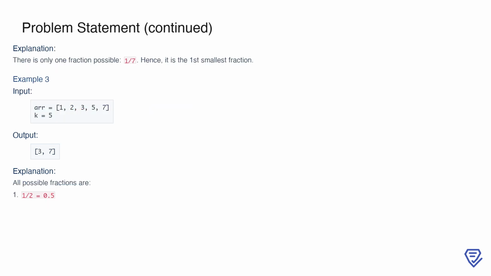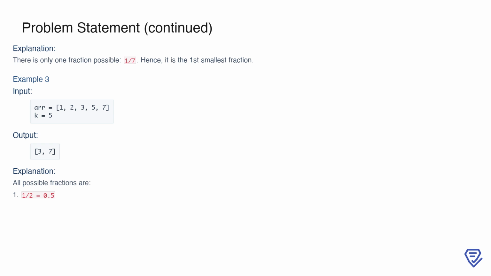Now, let's look at another example where ARR equals 1, 7, and k equals 1. Here, there is only one fraction possible, 1/7. Since there are no other fractions, and k equals 1, the first smallest fraction is simply 1/7. Hence, the output is 1, 7. This example highlights that in cases with very small arrays, the solution must still handle the inputs correctly and return the only available fraction.